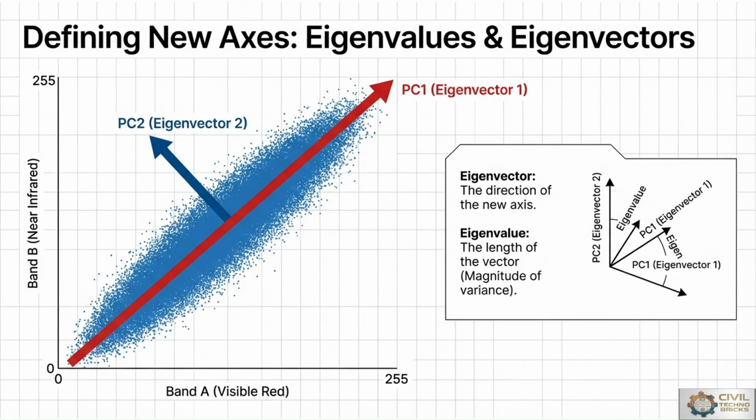So eigenvectors give the direction of the new axis, and eigenvalue shows the length of the vector, that is the magnitude of variance. So with reference to that variance, we can check the terrain, topography, and many more things so that we plan our analytical approach.